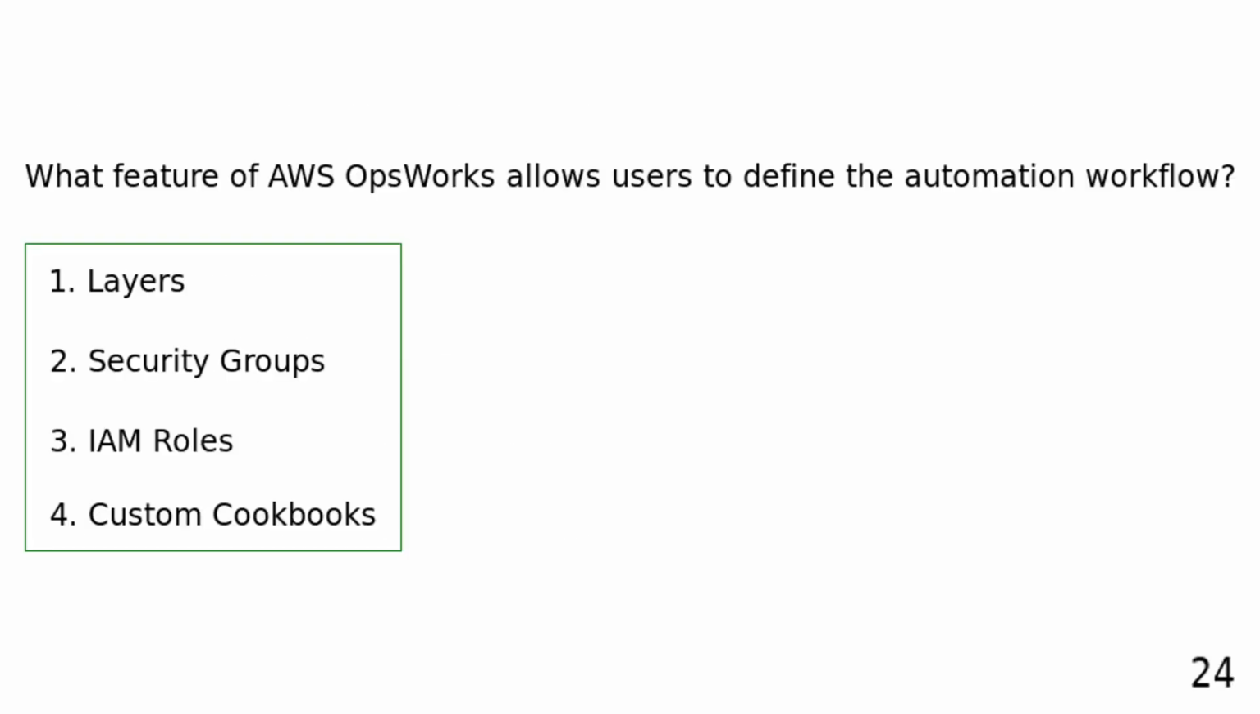What feature of AWS OpsWorks allows users to define the automation workflow? Layers. Security groups. IAM roles. Custom cookbooks.